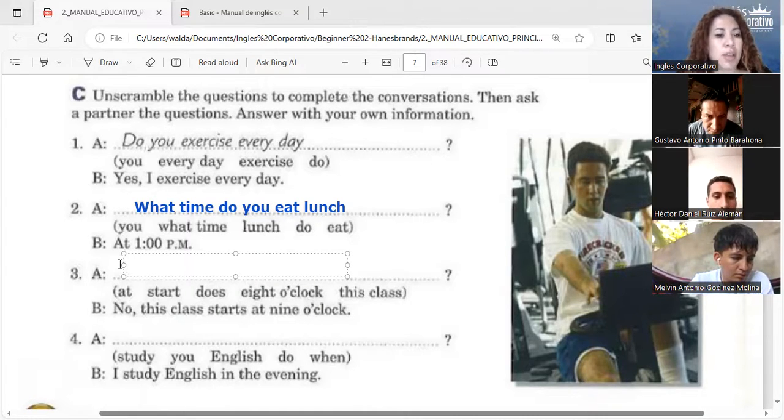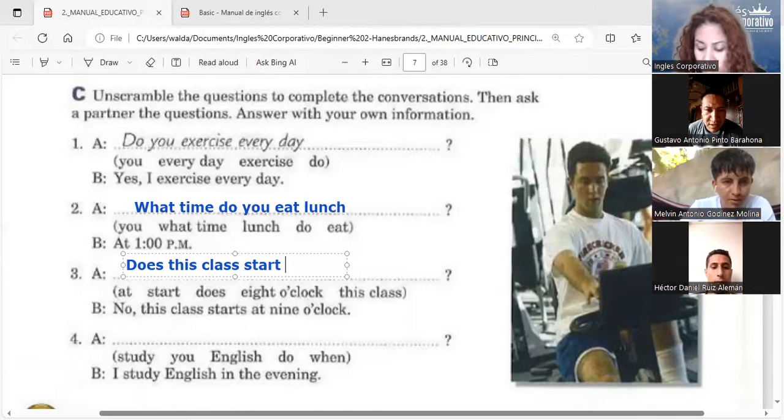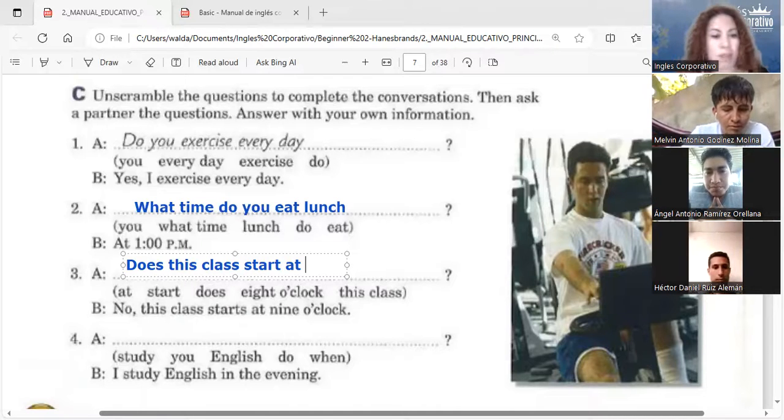So the question, the answer is no, this class starts at 9 o'clock. ¿Qué va primero? Does. Very good. Does this class? Start. No es starts, sino que start. Solo start. At 8 o'clock.